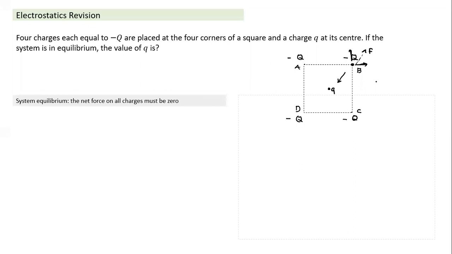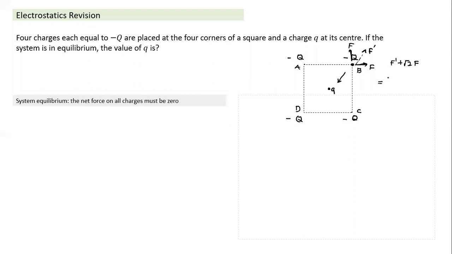So let's first find the force on B due to A, due to C, and due to D. All are the same charges, so forces are repulsive. This force will be F. If this magnitude is F, this also will be F, and this force is F dash. And very easily you can calculate the resultant here. These two F's resultant will become root 2 F along the diagonal. So the resultant force becomes F dash in terms of magnitude plus root 2 F.